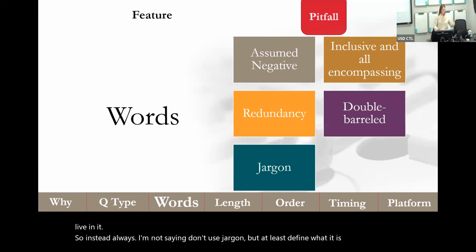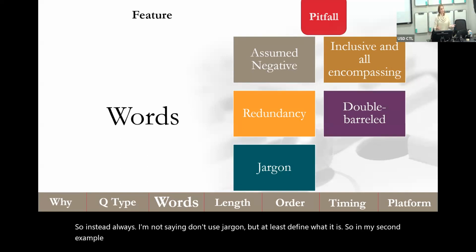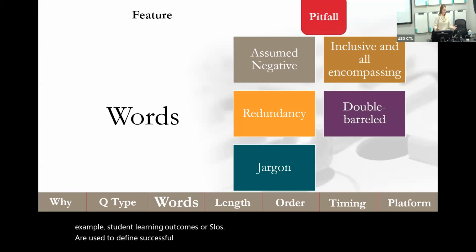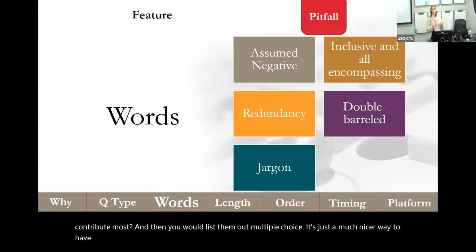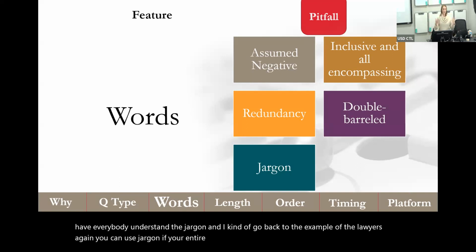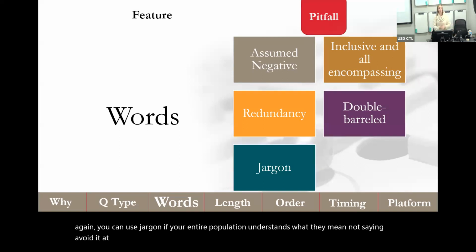So in my second example, student learning outcomes, or SLOs, are used to define successful learning for your students. Which of the following SLOs do you find contribute most? And then you would list them out, multiple choice. It's just a much nicer way to have everybody understand the jargon. And I kind of go back to that example of the lawyers again. You can use jargon if your entire population understands what they mean. I'm not saying avoid it at all costs, but do recognize who your participants are.